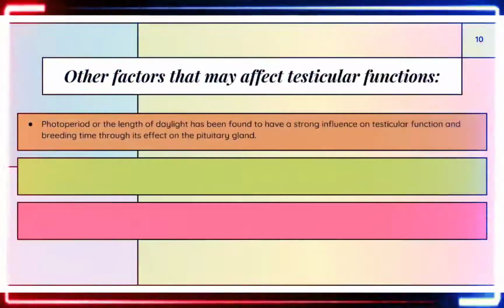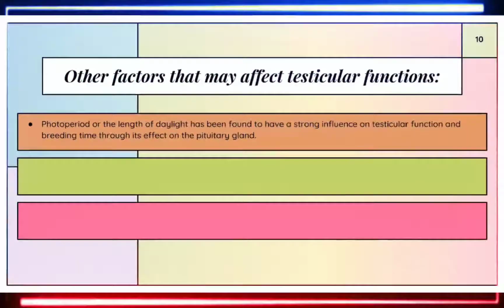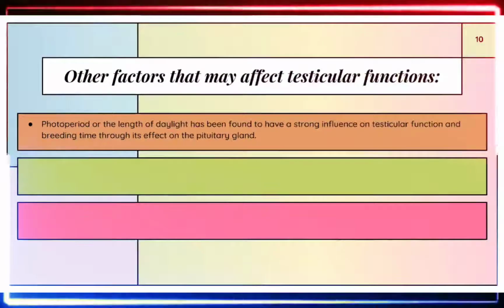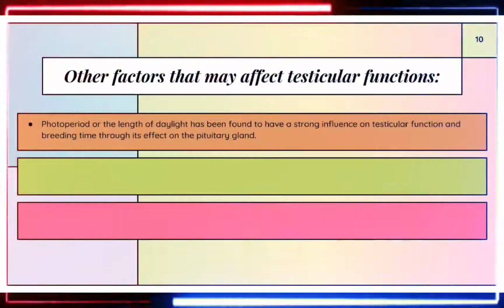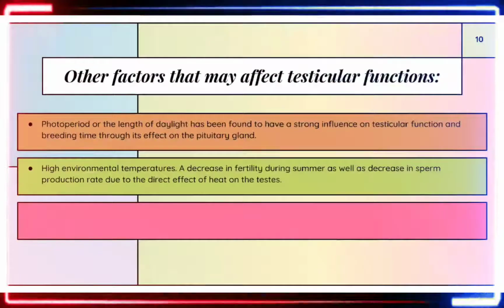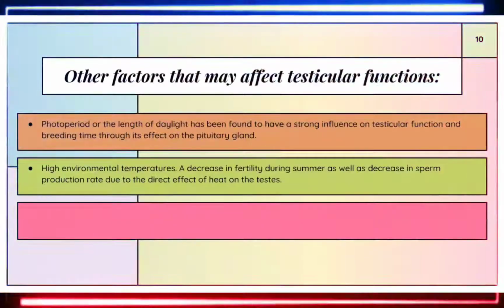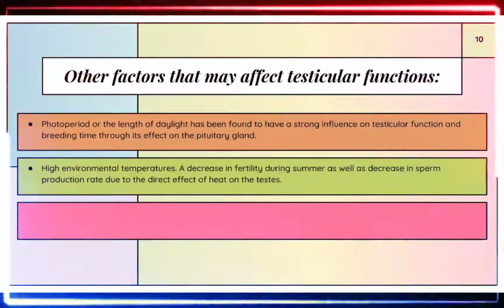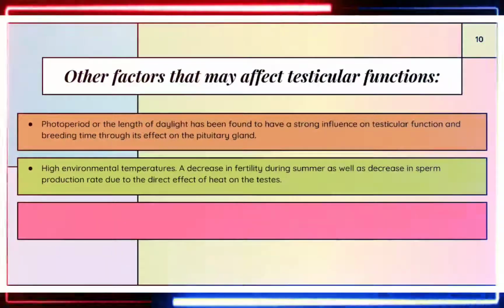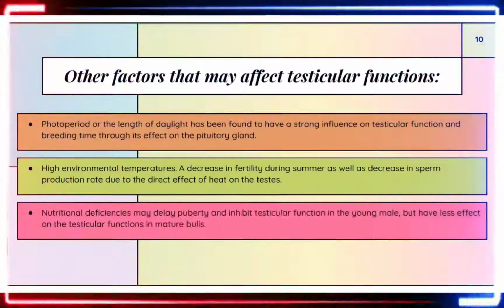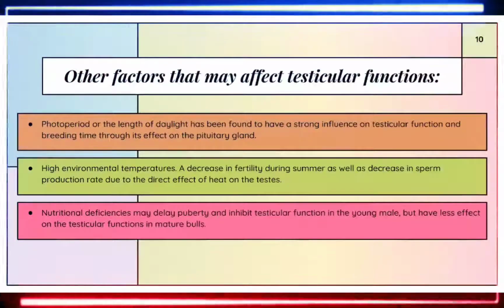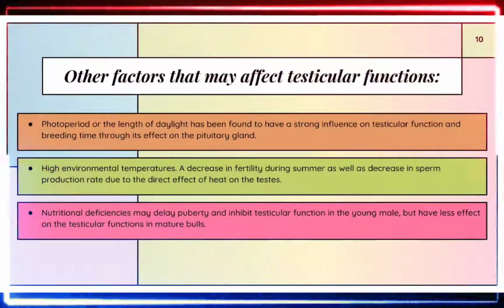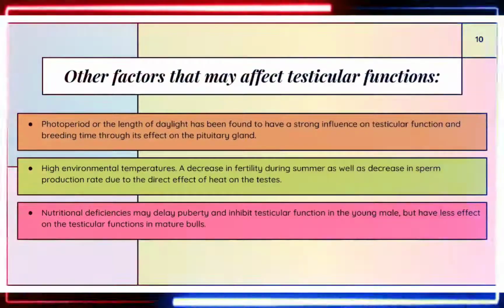Photoperiod, or the length of the daylight, has been found to have a strong influence on testicular function and breeding time through its effect on the pituitary gland. High environmental temperatures cause a decrease in fertility during summer, as well as a decrease in sperm production rate, due to the direct effect of heat on the testes. Nutritional deficiencies may delay puberty and inhibit testicular function in the young male, but have less effect on testicular functions in mature bulls.